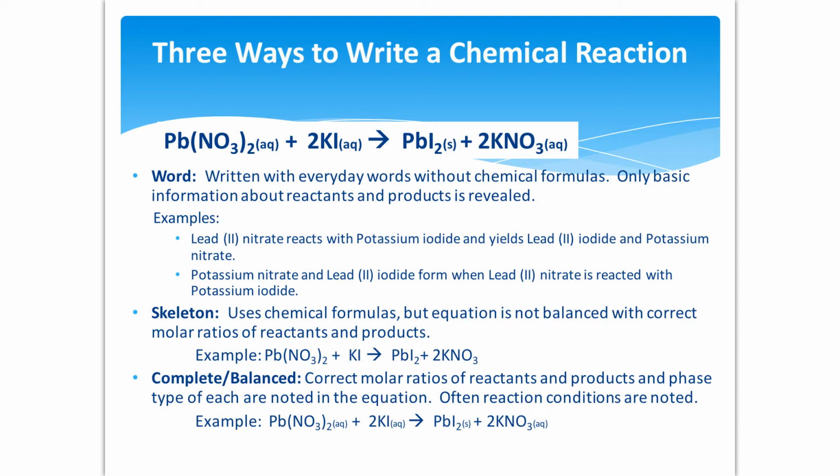For skeleton equations, sometimes you just want to communicate to the reader the materials you have in chemical form. So lead nitrate again, or lead(II) nitrate, and then potassium iodide. But they may or may not be balanced or have the states of matter. There's a little error here. That shouldn't be a 2. And then the other thing is that most people want the complete or best recipe, so the complete and balanced one, and that would be that one.